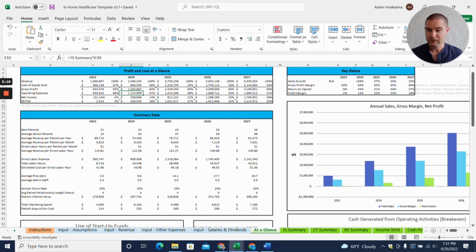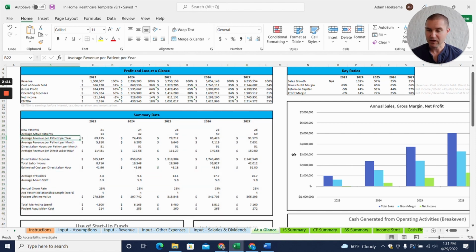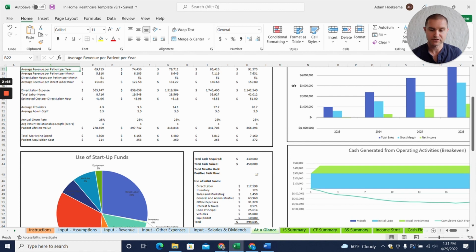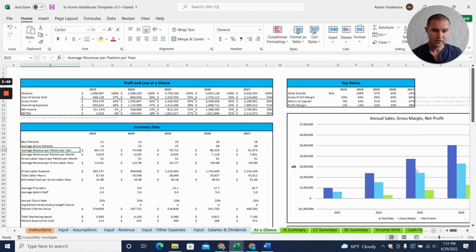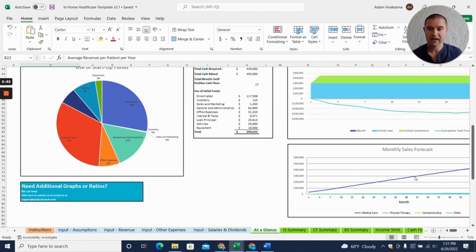You have a whole bunch of summary data here, key performance indicators for your business like average active patients, average revenue per direct labor hour, direct labor expense, your churn rate of patients, average patient lifetime customer value, total marketing spend, and patient acquisition costs. So lots of key numbers that you're going to want to be taking a look at. You also get a startup graph, use of startup funds, some cash flow and cash generated from operating activities graphs, monthly sales forecasts, and so on.